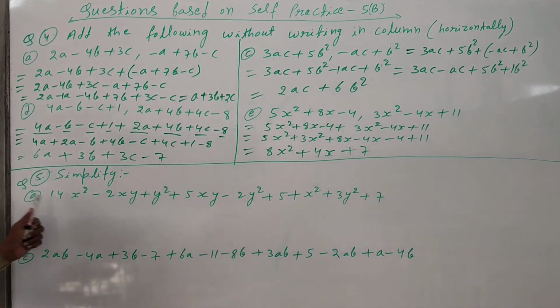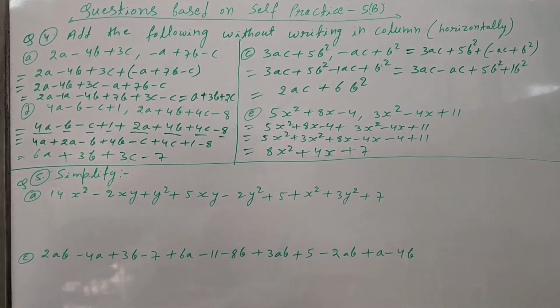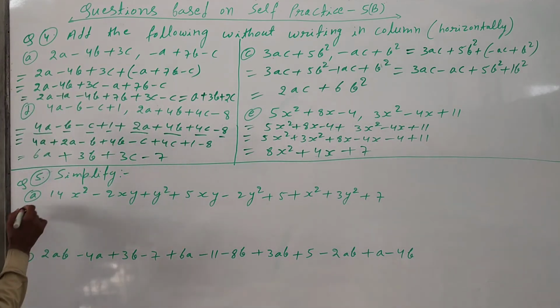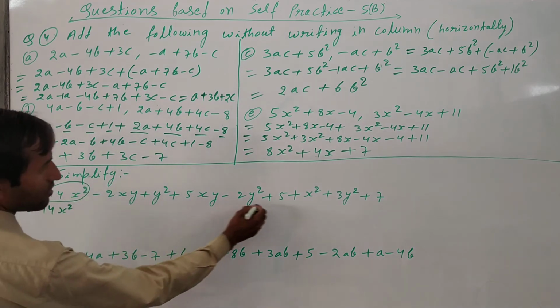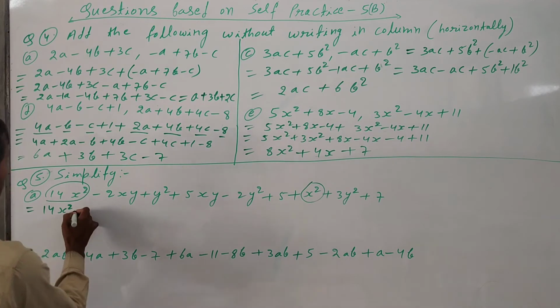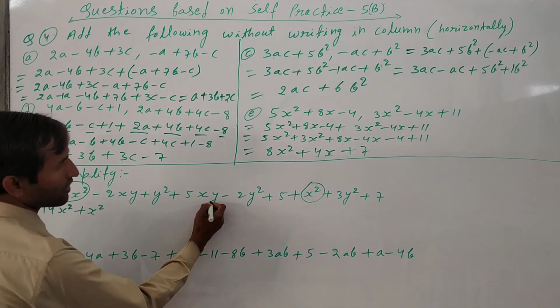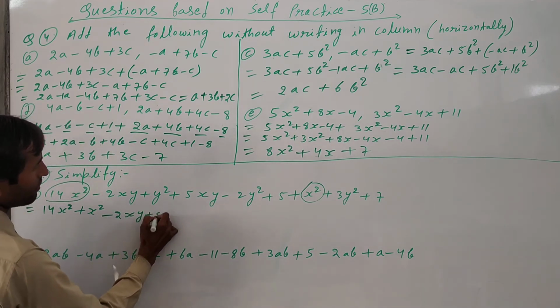Okay. Next one, simplification. We will simplify here. So same process we will do here also. First of all we will arrange the like terms and then we will add or subtract. So 14x square is there. So 14x square, this one will arrange with this. Okay. So write down here plus x square, this minus 2xy plus 5xy. So we will write down minus 2xy plus 5xy.